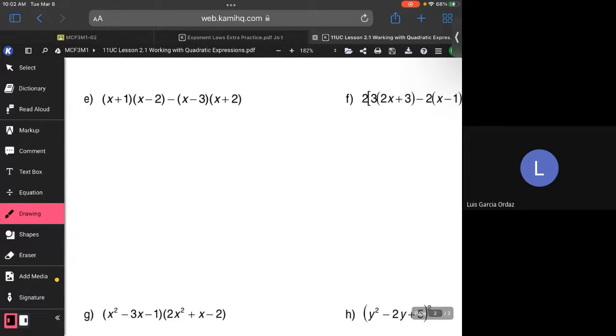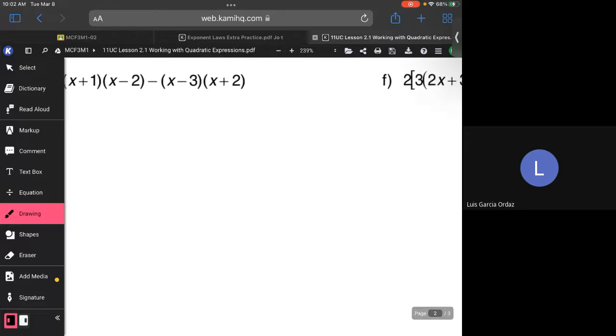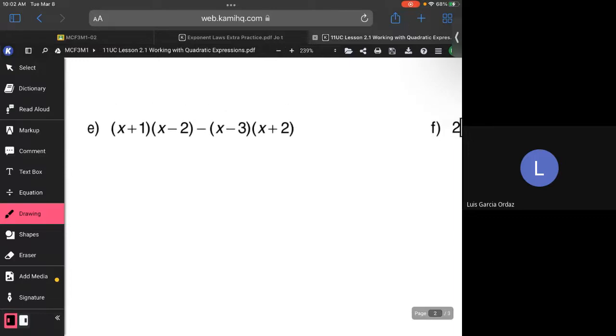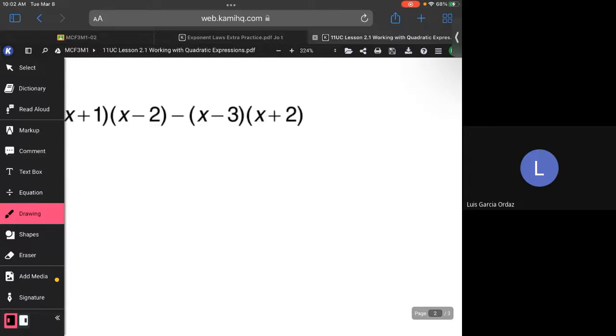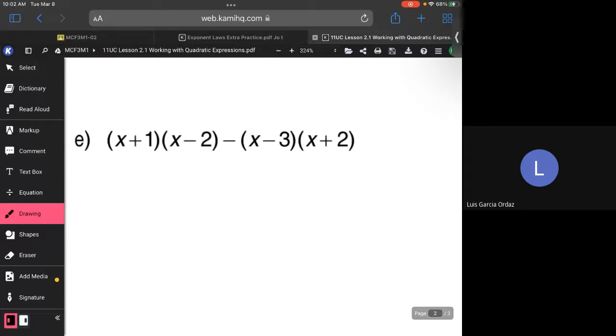Okay, let's do E first. Why is it 2 brackets? Because it's allowed to be 4 brackets. All right, so listen up. For E, I have x plus 1 times x minus 2 minus x minus 3 times x plus 2. Yes, Emma? So when we FOIL the first one, FOIL the second one, and then do it all together? Yep. So we're going to FOIL the first one.